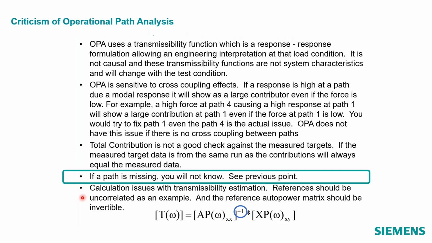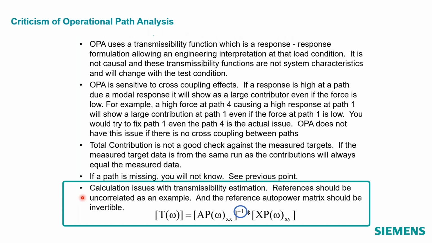And in order to calculate these transmissibility functions, you need to make sure that the reference autopower matrix is invertible. And that means, A, the different paths should be uncorrelated. And if I have accelerometers on the passive sides of my mounts and calculate transmissibilities, they're probably not uncorrelated. And that's going to cause issues in the transmissibility calculation. The other reason that the reference autopower matrix is difficult to invert is there would need to be enough singular values in the data such that we can do that inversion.